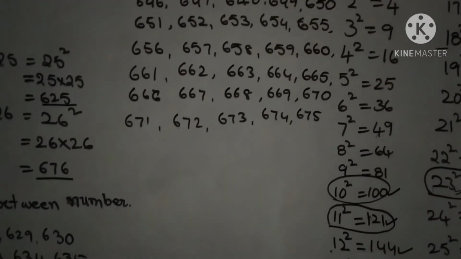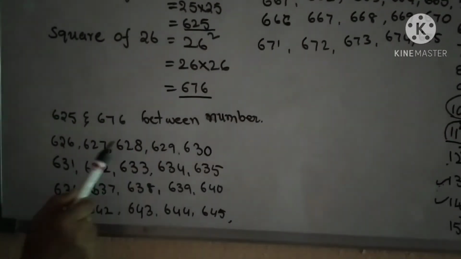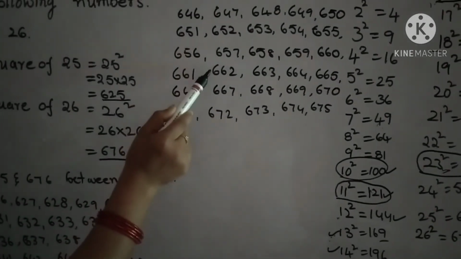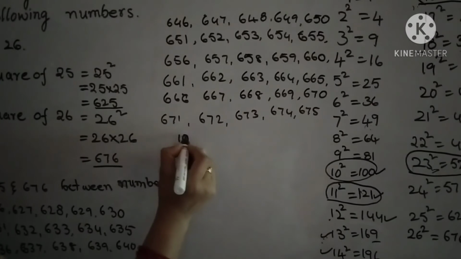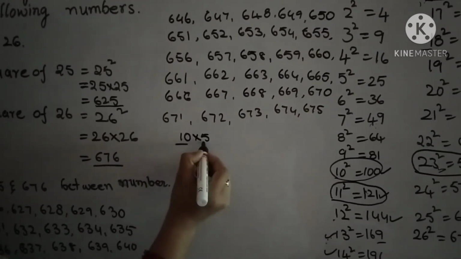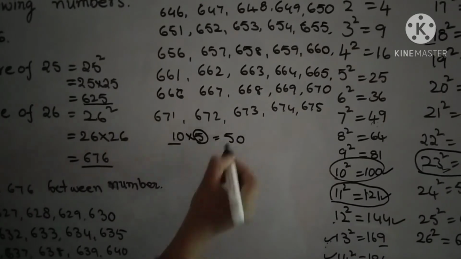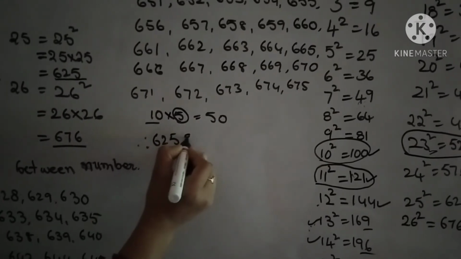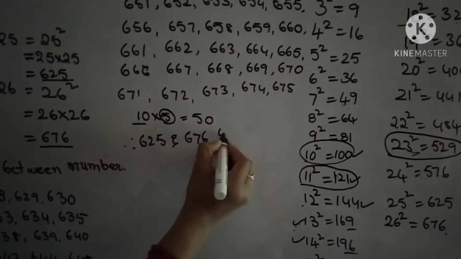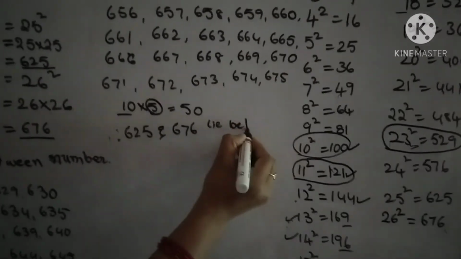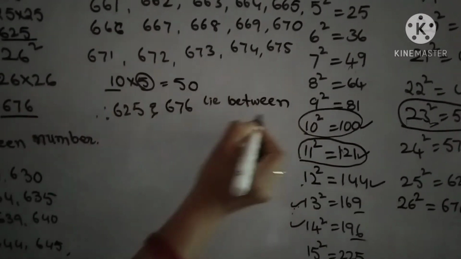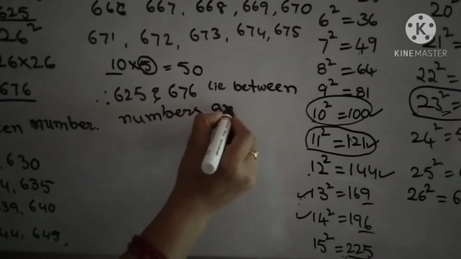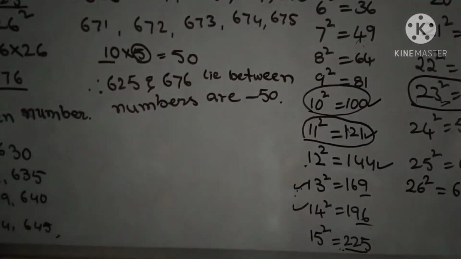So how many numbers are there? Count: 1, 2, 3, 4, 5. Each row has 5 numbers. Counting the rows: 1, 2, 3, 4, 5, 6, 7, 8, 9, 10. So write 10 into 5, because there are 10 rows and each row has 5 numbers. So 50 numbers are there. Therefore, between 625 and 676 there are 50 numbers. It is the one process.